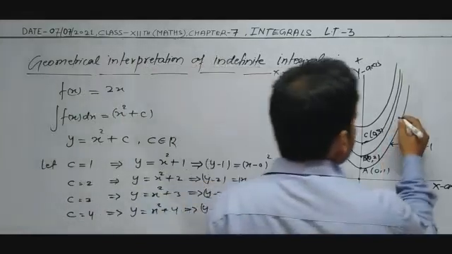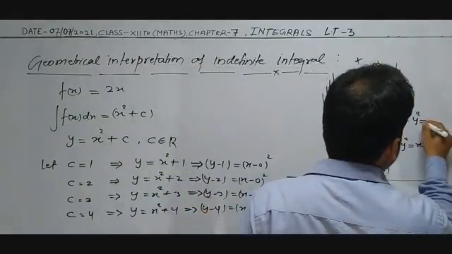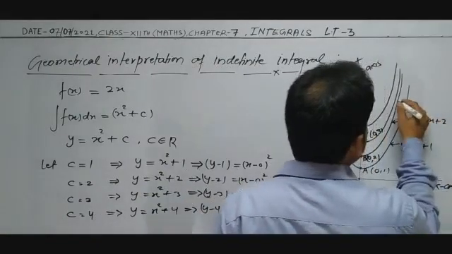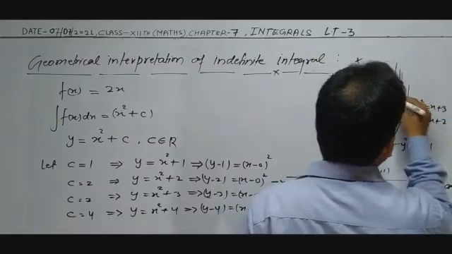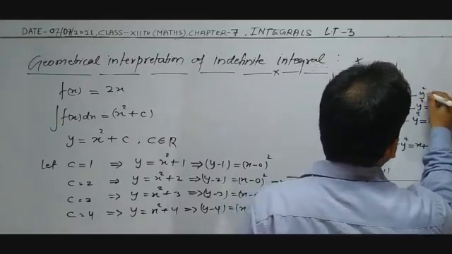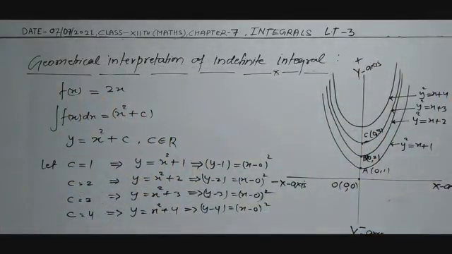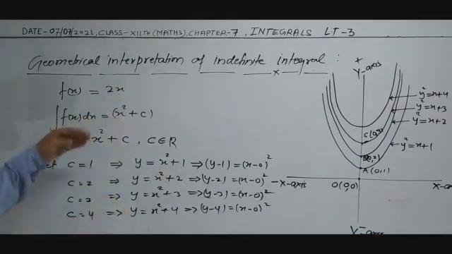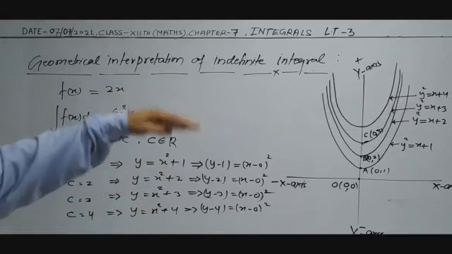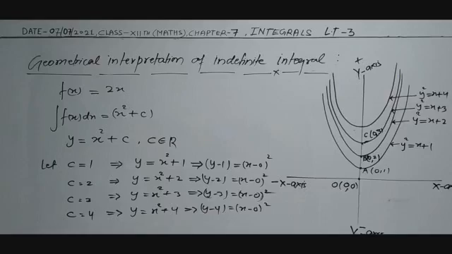So now its equation is y is equal to x square plus 2. Its equation is y is equal to x square plus 3 and its equation is y is equal to x square plus 4. This is the family of parabolas, and when you consider c belongs to real numbers, for different values of c, different parabolas are possible. You will get parabolas opening in the positive direction of the y axis.